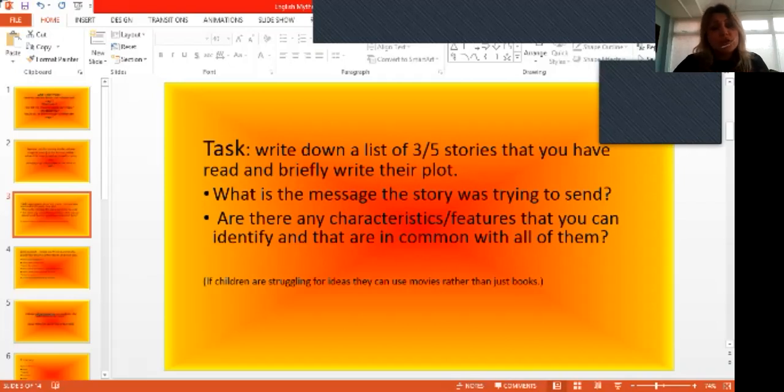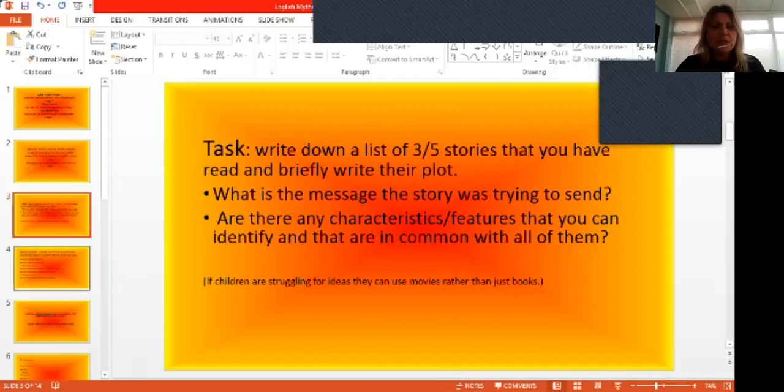So, if you're struggling with this, in case you are not a big fan of reading books with this particular kind of feature, you can maybe use movies. Ideally, if it's a movie that is based on a book, it's even better than just a movie. So if you could just do this activity between 3 and 5, it will be brilliant. Again, we need to identify also the features that they have in common.